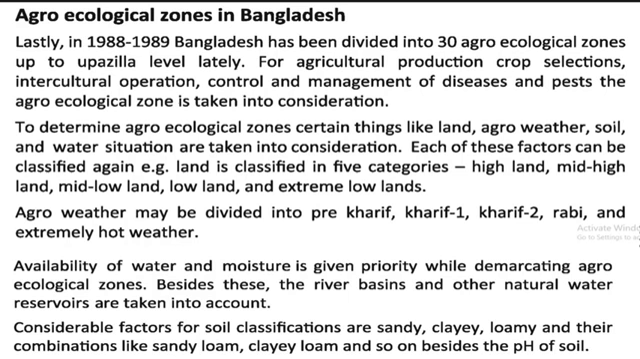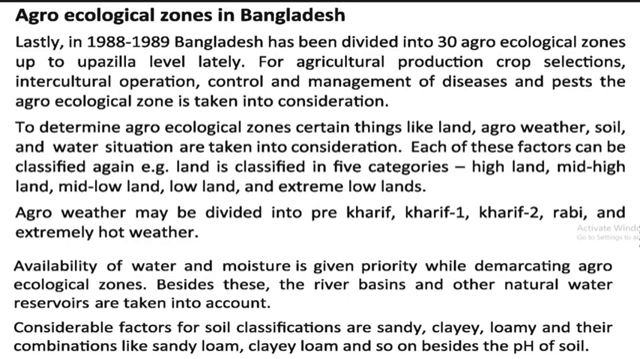Weather plays a very important role in agricultural production. Availability of water and moisture is given priority while demarcating agroecological zones. Water in the year is given priority when identifying different agroecological zones. Besides this, the river basin and national water reservoirs are taken into account.